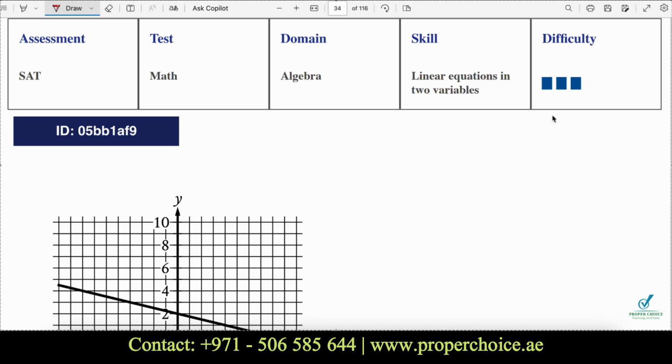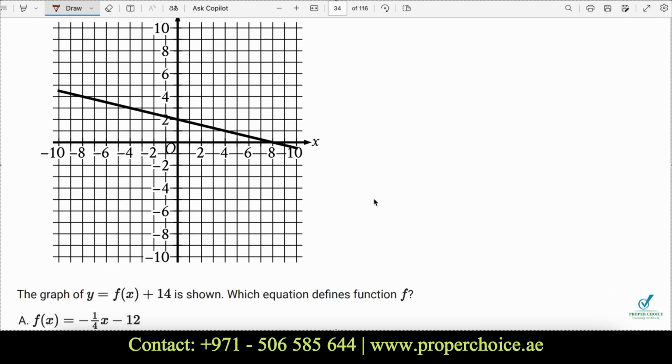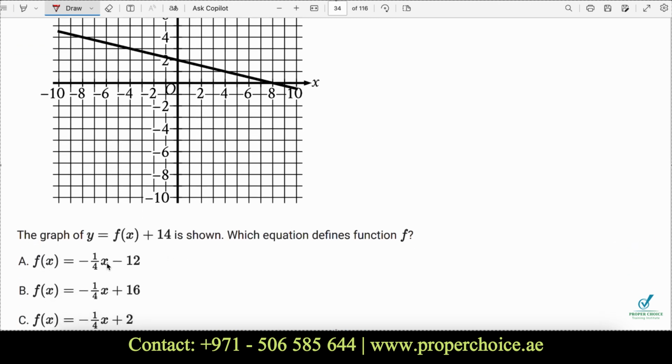The next question has a difficulty level of hard, and they have given it in terms of a graph. They might be asking you to predict an equation for this or something. Let's see. The graph of y equal to f(x) plus 14 is shown. Which equation defines the function? So this is the graph of y equal to f(x) plus 14. Which equation is defining the function?